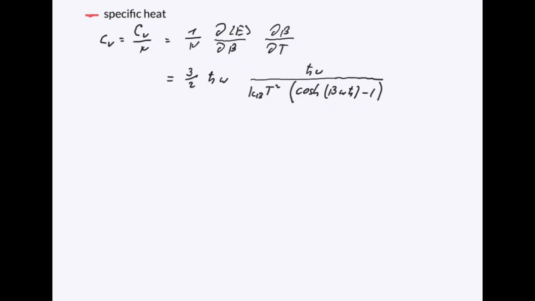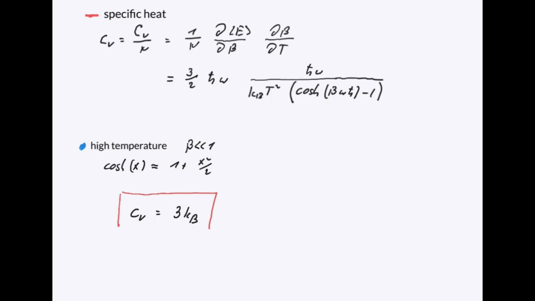What should be expected from our result is that at high temperatures, our solution should approach the Dulong-Petit rule, and for low temperatures, we should expect a drop-off of the specific heat towards zero. Let's first consider the high temperature case. High temperature means β is much smaller than 1, for which the cosh of x can be approximated by 1 plus x squared divided by 2. Now, using this expression in our result, we obtain that the specific heat per particle is given by 3 k_B, confirming the classical result and showing the Dulong-Petit law.